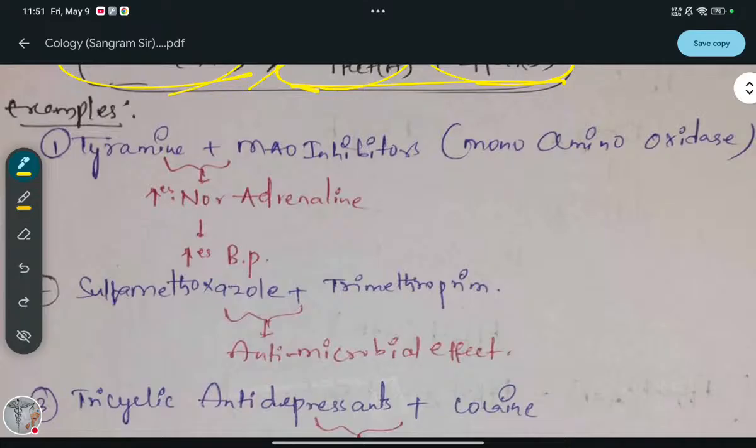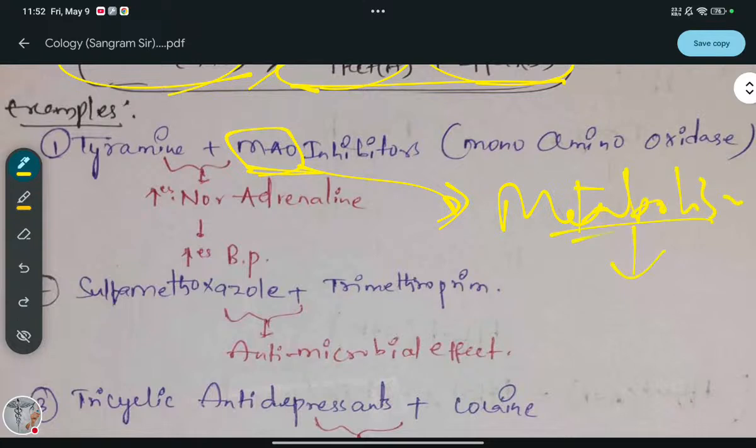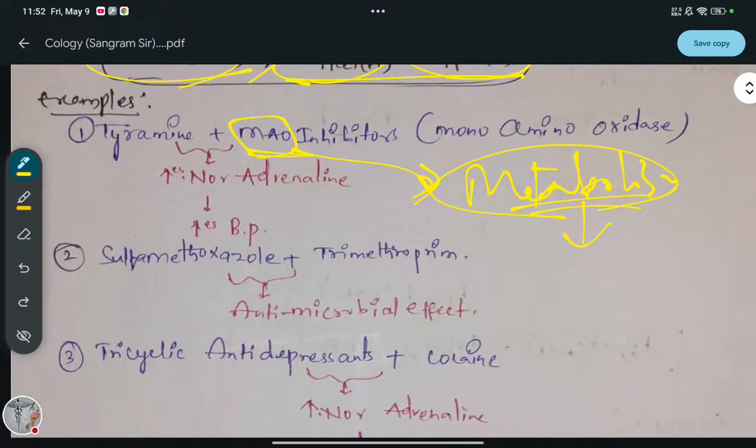What is that MAO inhibitor? MAO inhibitor means monoamine oxidase inhibitor. Monoamine oxidase is an enzyme whose main function is metabolism. So when the monoamine oxidase level increases, it will show more metabolism, and when there is more metabolism, less drug will be in the body, so it will ultimately show less effect. But when there is less MAO enzyme, that means less monoamine oxidase enzyme, it will show less metabolism. It will automatically reduce the metabolism.